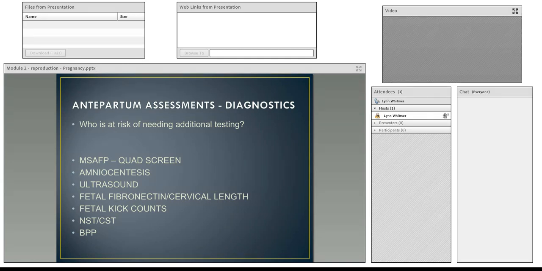Ultrasounds can be done in the first, second, or third trimester. I would ask that you try to figure out why we would do ultrasounds at the different trimesters and what the benefit would be. Fetal fibronectin we've already talked about. Cervical length we've already talked about. Those are screening exams for preterm labor.